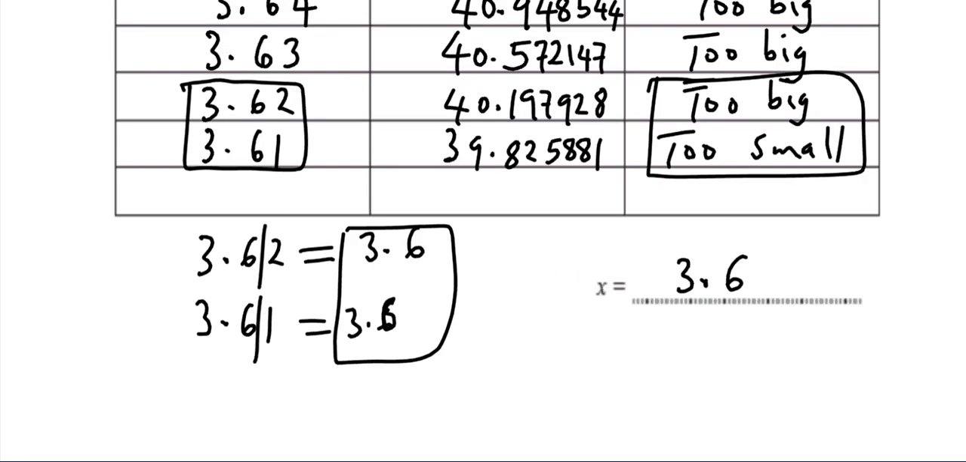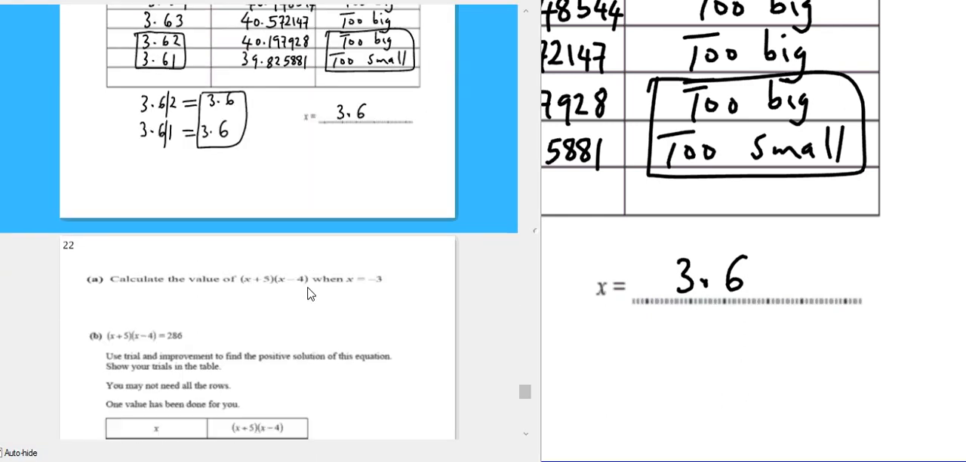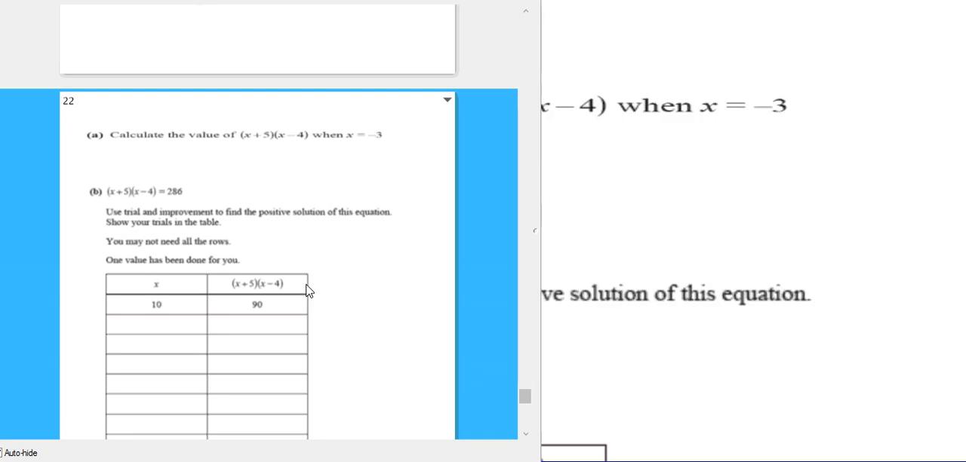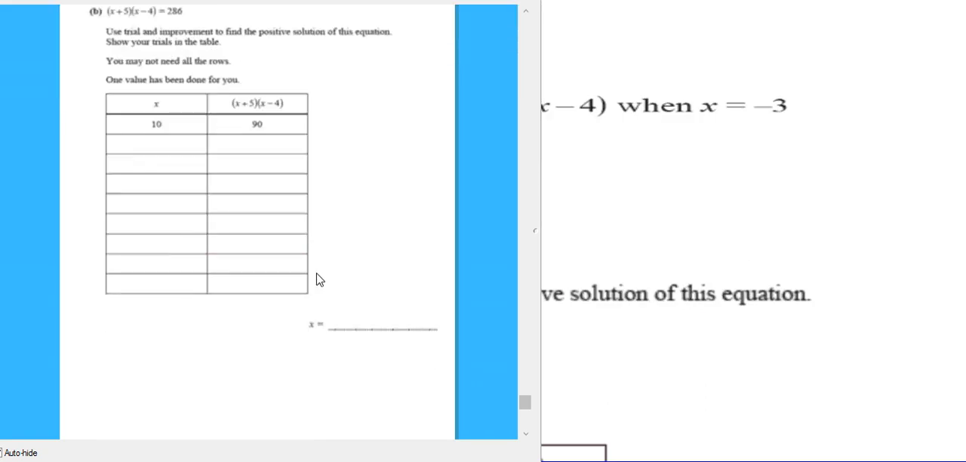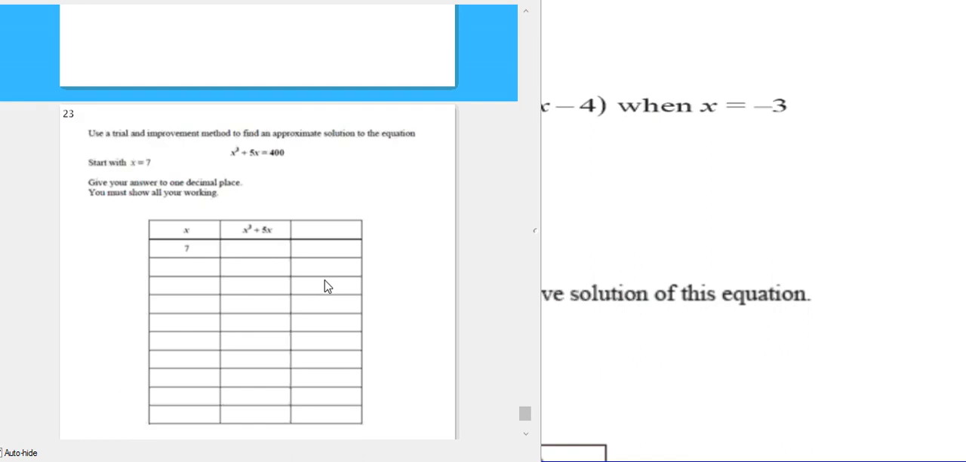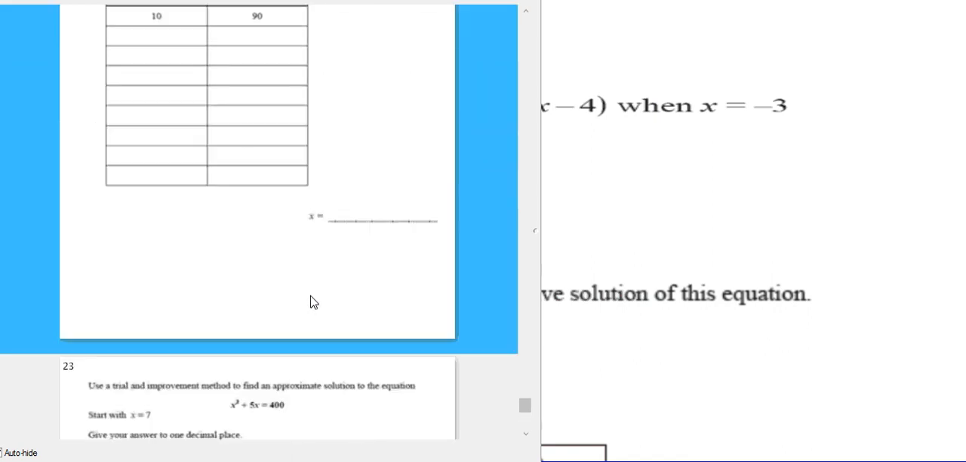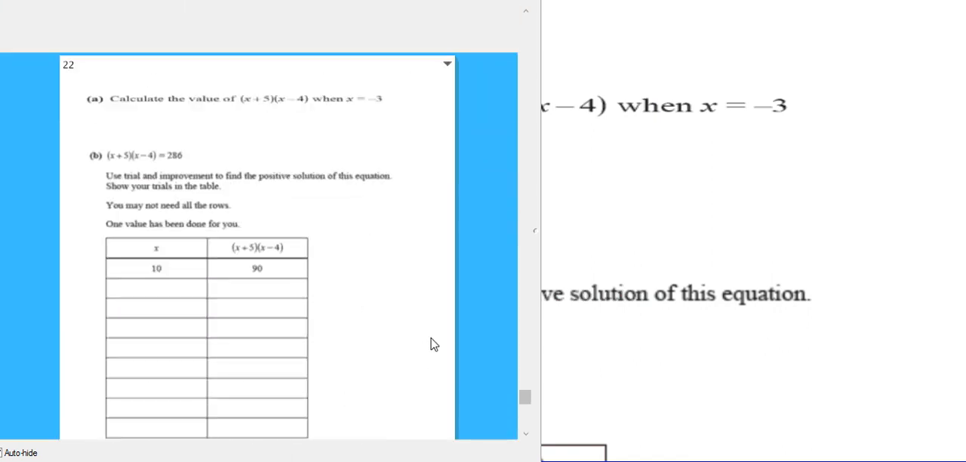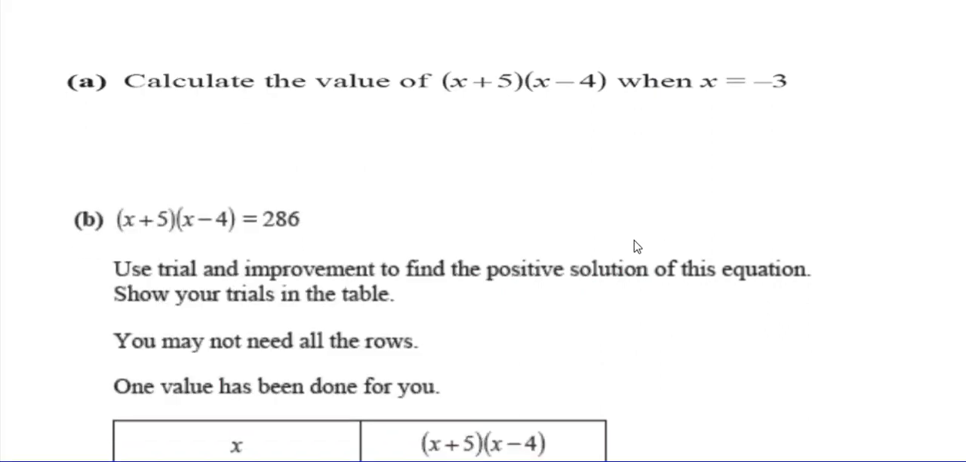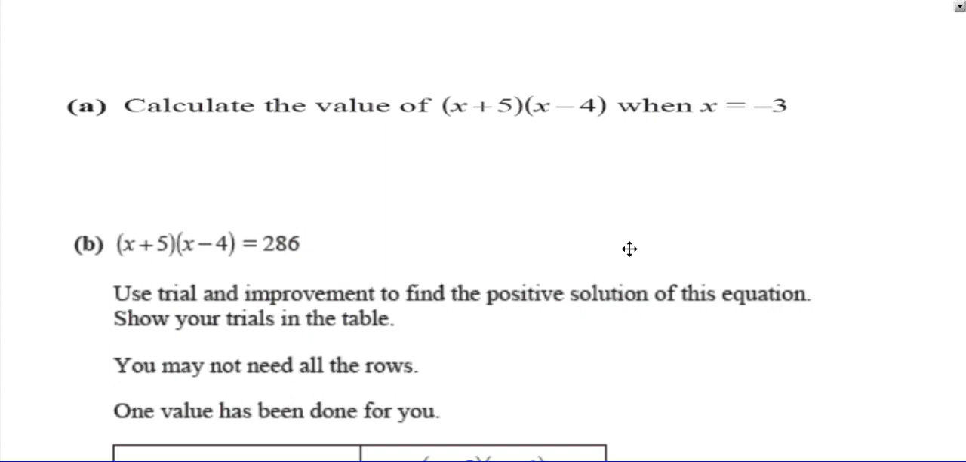Okay, let us try to see the next page. The next page is this page here. All right, we have this page. Calculate the value of x plus 5, x minus 4 when x is equal to -3.